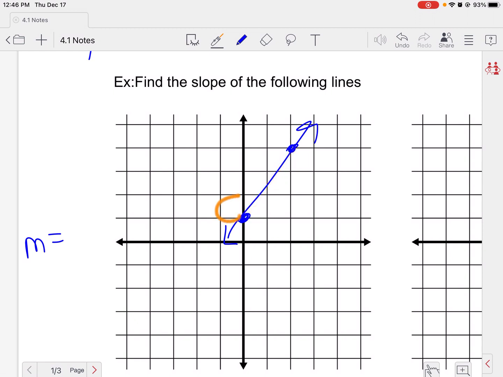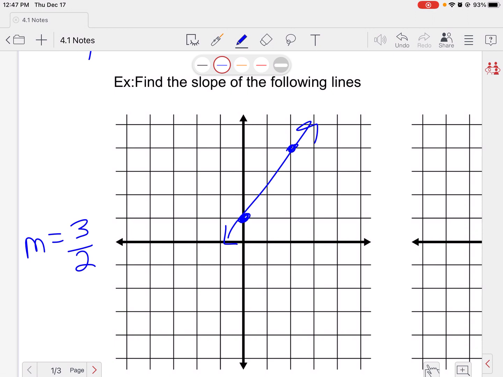So I'm rising 1, 2, 3 to get to this point. So my top number is 3. And then I went up 3, and then I have to go over 1, 2 to find my slope. So the slope of this line is 3/2. I went up 3 over 2. So slope is a fraction a lot of the time, and that's okay.